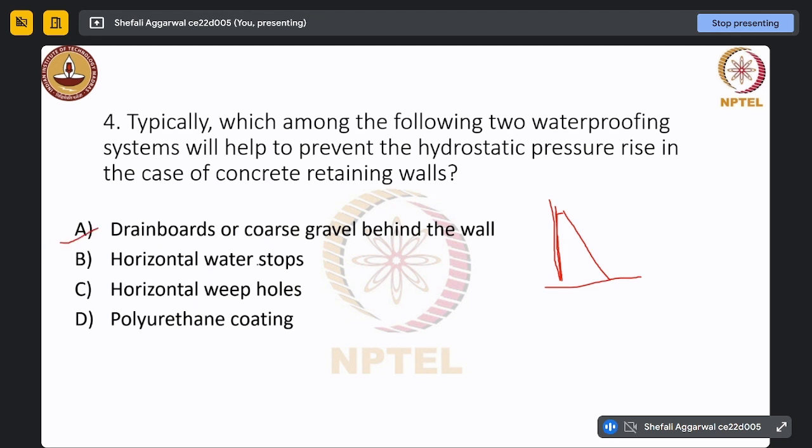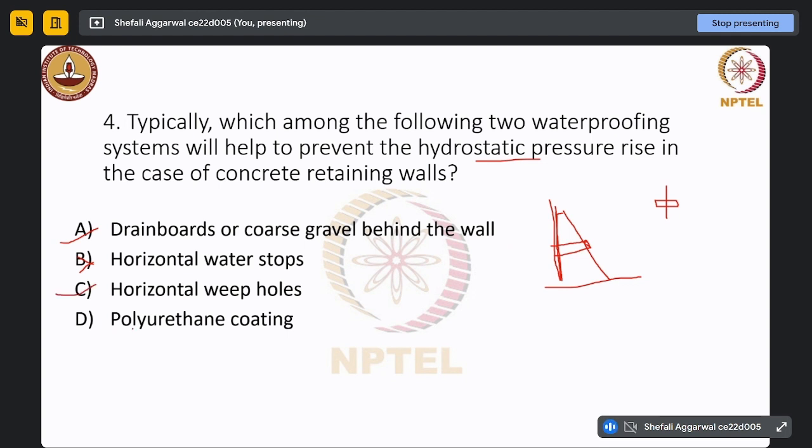If we are providing water stops, like in between expansion joints, we are providing these types of water stops. If we are providing water stops, it won't prevent the hydrostatic pressure which is rising in the retaining wall. So this option is wrong. Next is the horizontal weep hole. So in retaining wall, we are usually providing these hollow circular pipe kind of weep holes so that the pressure is decreased and water easily seeps through the retaining wall. So this option is also correct.